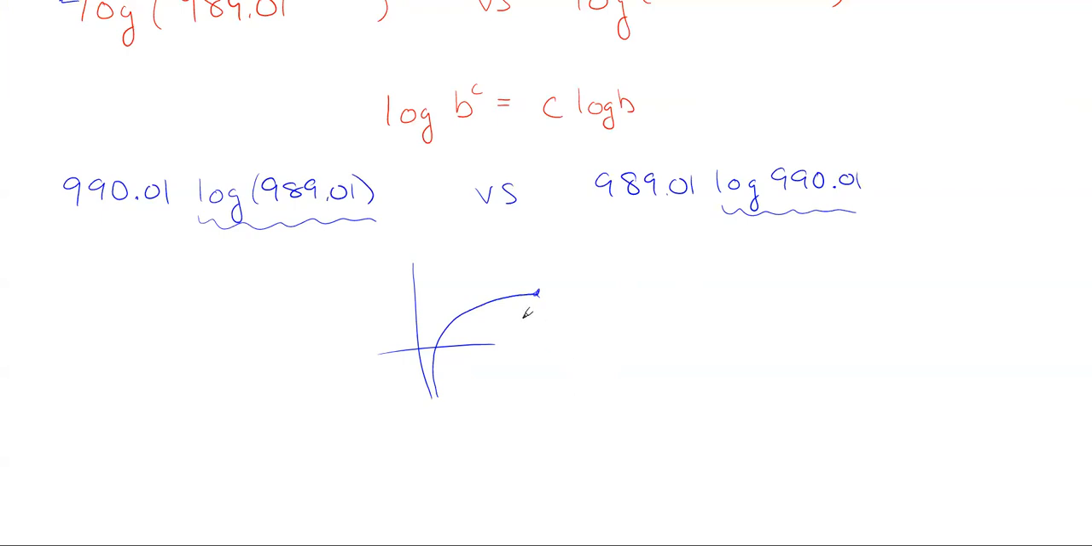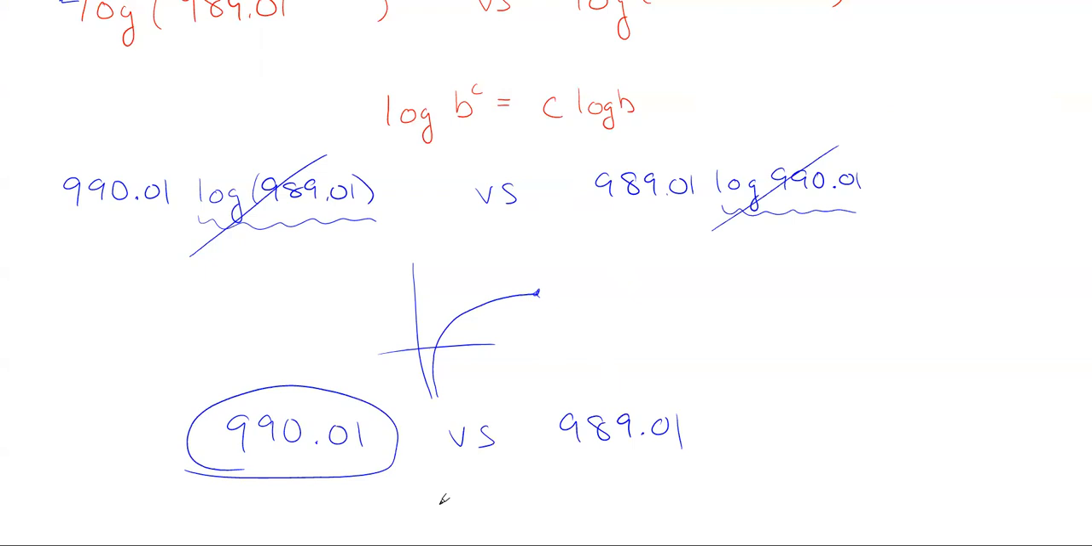So essentially I can say this is basically equal to that, and cross them out from each side. And what am I left with? Well, I am left with essentially 990.01 versus 989.01. Well, which one of those is greater? It is the 990.01 that is greater than the 989.01. And that would be my final answer.